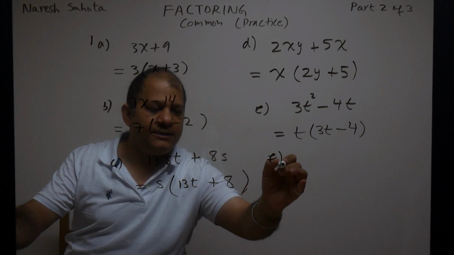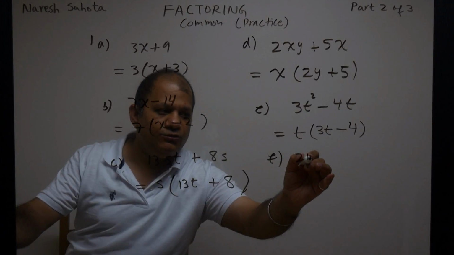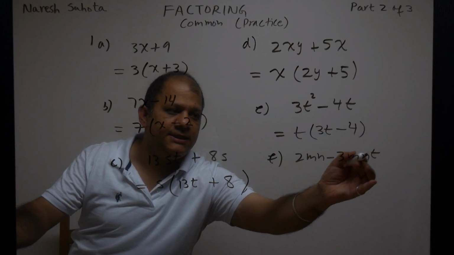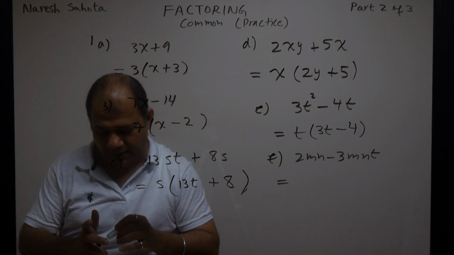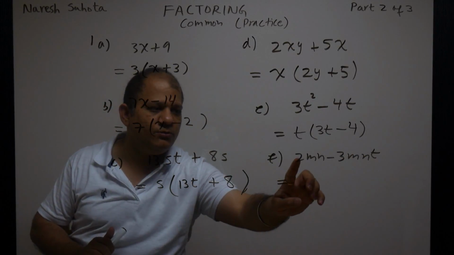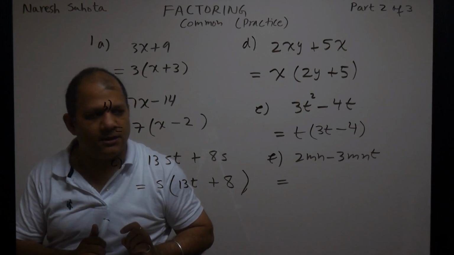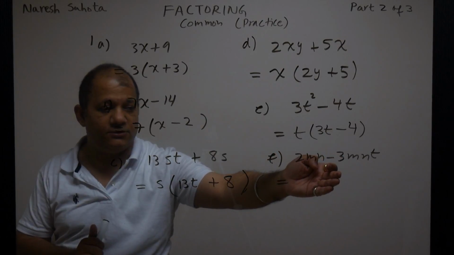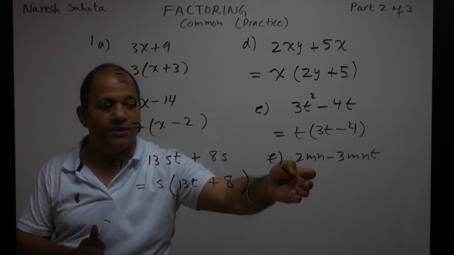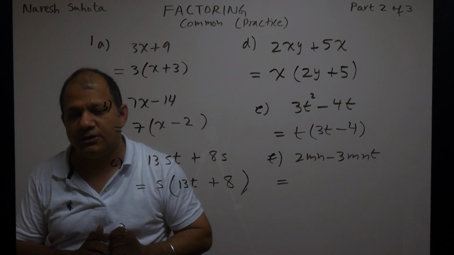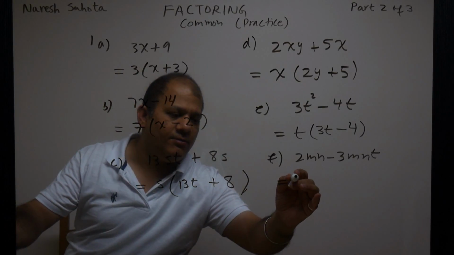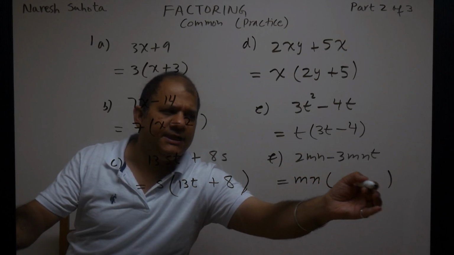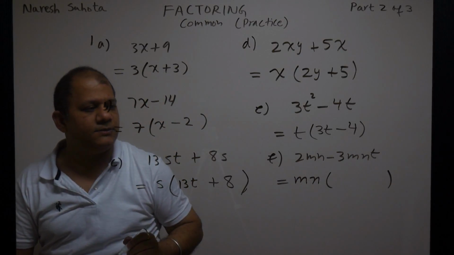And now let's look at number f, 2mn minus 3mnt. So how do we common factor there? Between 2 and 3, the numbers, nothing common. So does m appear in both? Yes. Does n appear in both? Yes. So both m and n are common. T doesn't appear in the first term, so t is not common. So our common factor is m and n, and they both have the same exponents in both terms.